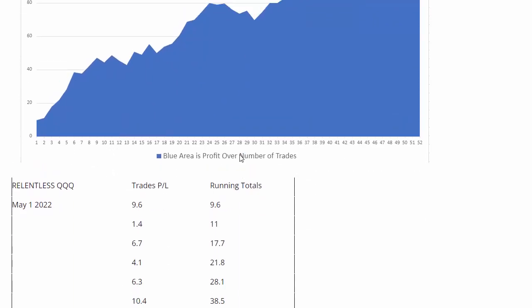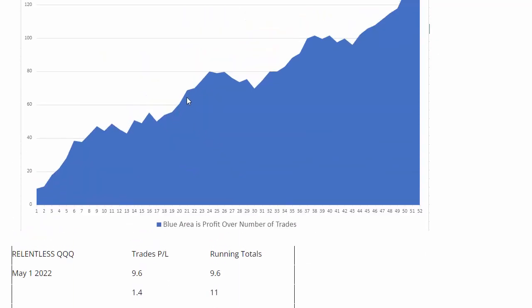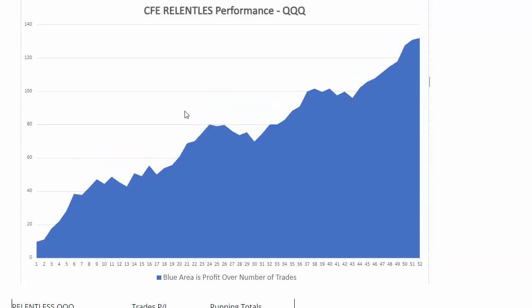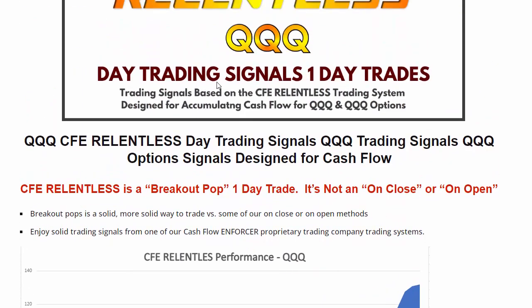Okay, and this isn't point advancement. It's just how price moves about, because we play the upside and downside. And if I haven't mentioned, this is day trading. Okay, like it's a 1-day trade, and it's a breakout style pop. It's not an on close or an on open pop like we have with our other systems. Okay, this is a breakout pop.